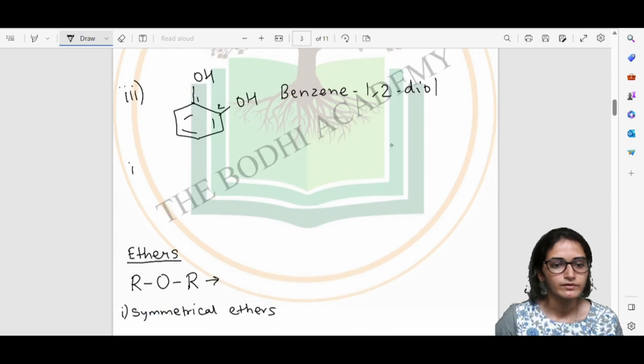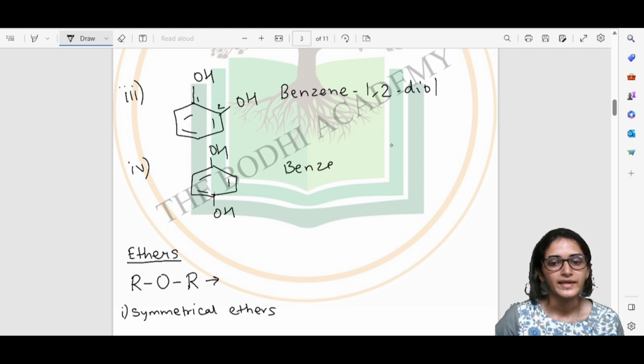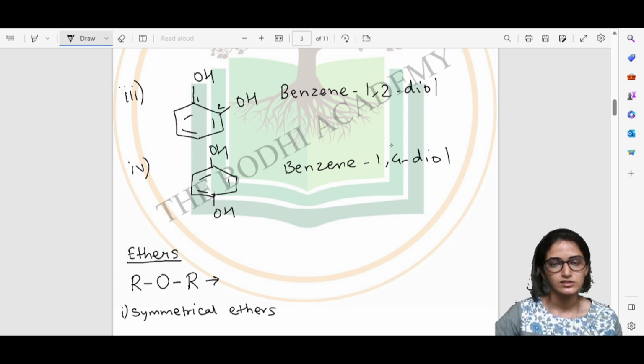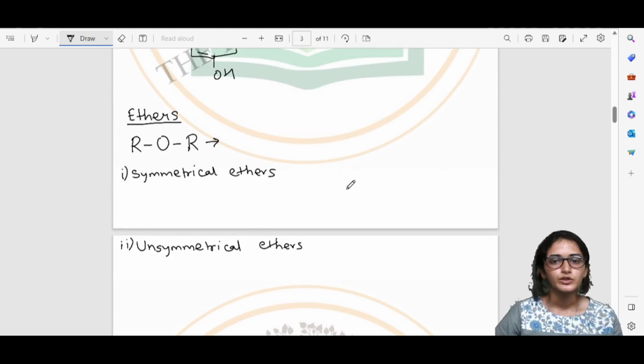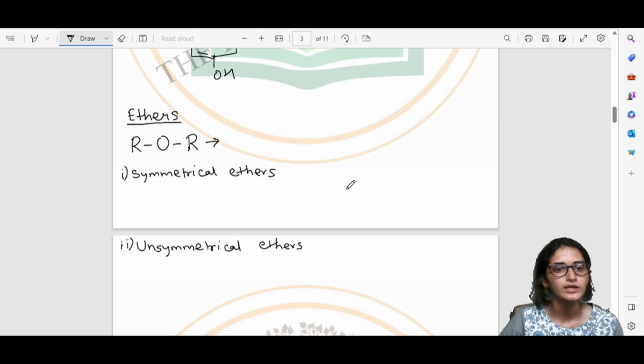Next example we will see, wherein the OH group is attached to the first and fourth position. So here the name will be benzene 1,4 diol. So this is the way of naming the phenols. Okay, now for phenol we don't have many examples here. We will directly move on to the ethers.